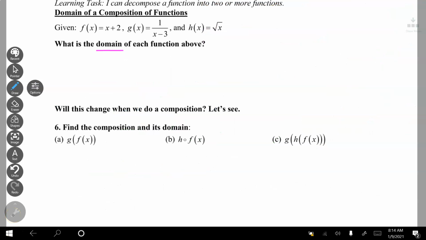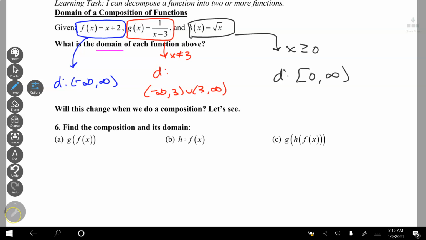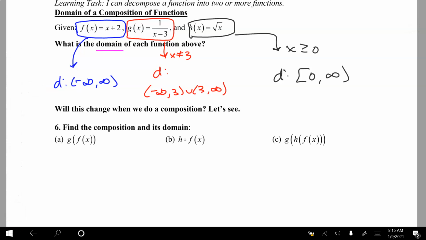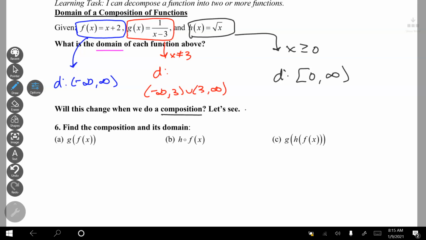So for the above problems, the above functions, I needed to take the domain of each of them, and I'll show you what the domains are. So for each function, I did the domains. The first function, x plus 2, there's no restriction. The second function, x can't equal 3. And the last function, x has to be non-negative, or greater than or equal to 0. So when we do compositions, we're going to look at the domains, and domains only get smaller. They do not get larger.